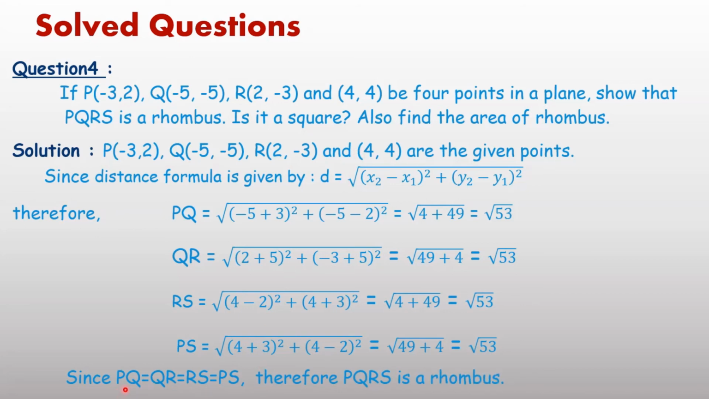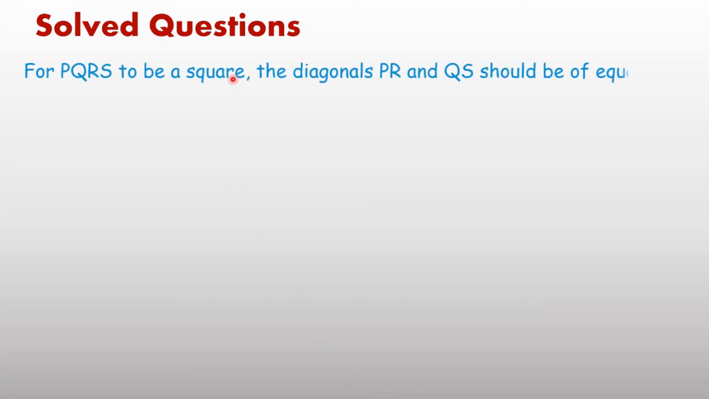Fine. Here you are getting PQ equal to QR equal to RS equal to PS. All four sides are equal. Therefore, we can say it is a rhombus. Rhombus means if all four sides are equal, then it is a rhombus. Now, for a square, what is the necessary condition? In case of a square, all four sides are equal. After that, diagonals are also equal. Then we can say it is a square.